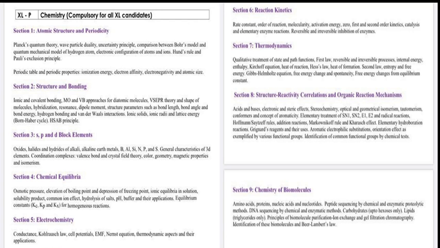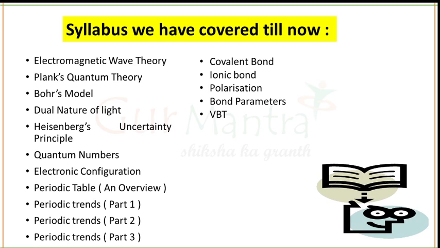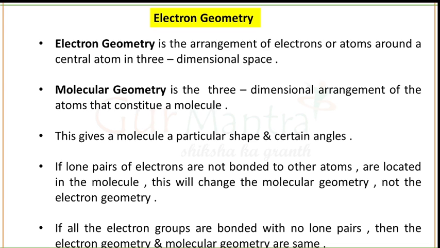This is our GATE syllabus, and these are the topics that we have covered till now. Without any further delay, we are going to study about electron geometry. Electron geometry is the arrangement of electrons or atoms around a central atom. But before understanding the concept of electron geometry, let's recall geometry.